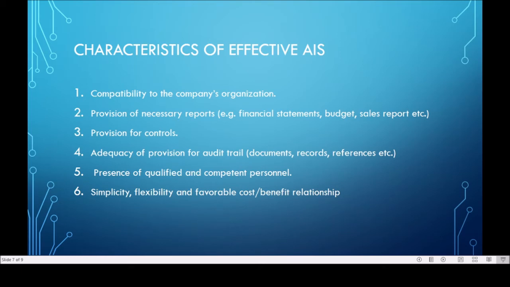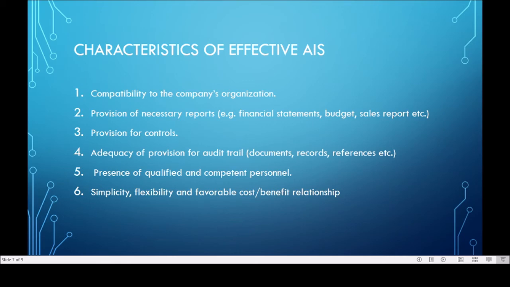For an effective accounting information system, the system must be simple. It is not very comprehensive, because if it is very comprehensive to understand, it will be difficult for the user. Even though he is competent and qualified, if it is very complicated to understand the AIS, the effectiveness of the AIS will not be achieved.